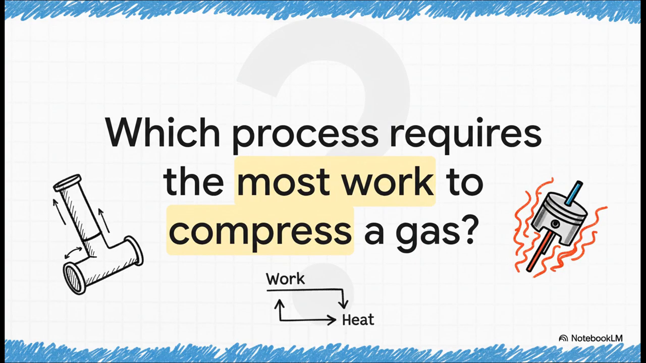Okay, let's put this into practice with a very common exam-style question. Let's say you want to compress a gas to half its starting volume. Which way of doing it, isobaric, isothermal, or adiabatic, is going to make you, the external agent, do the most work? Think about it. In which process does the gas fight back the hardest?